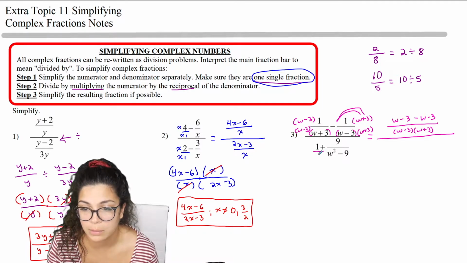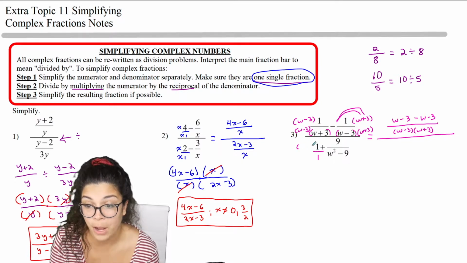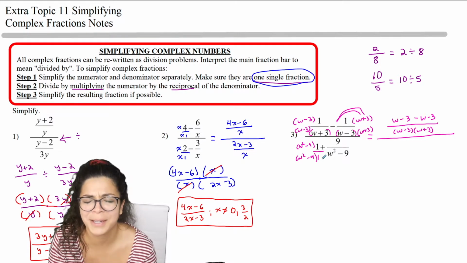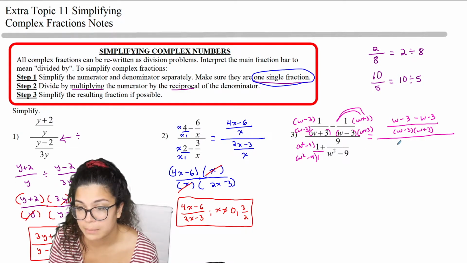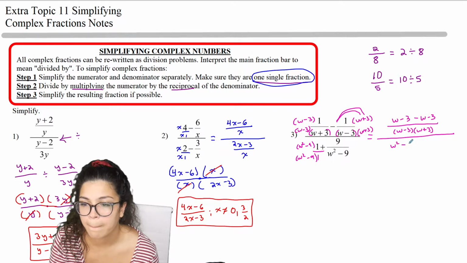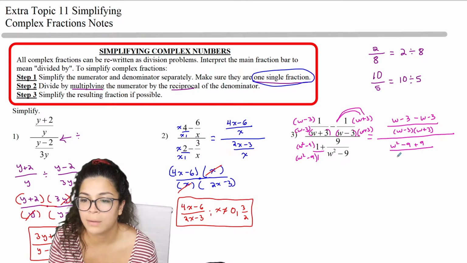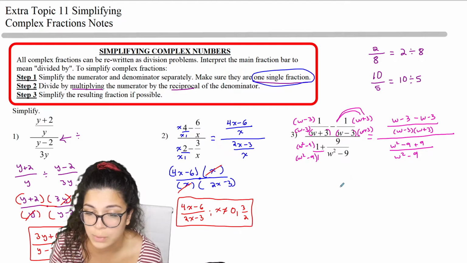1 is just 1 over 1. So if I wanted to make these two the same, then I need to multiply this first fraction by w squared minus 9. So I end up with w squared minus 9 plus 9, all over the same denominator of w squared minus 9. Now w squared minus 9 actually does factor, but again, I'm just going to do one step at a time.